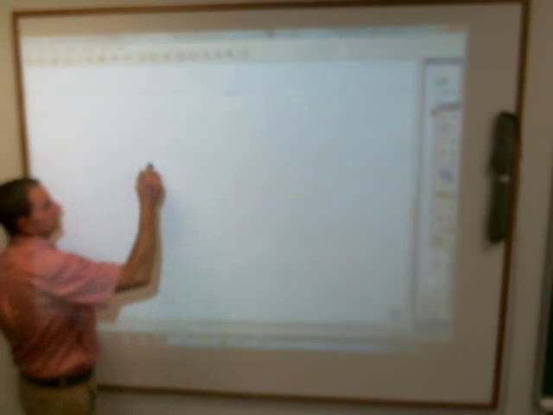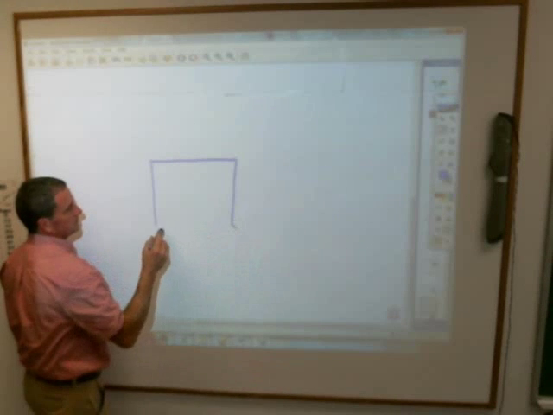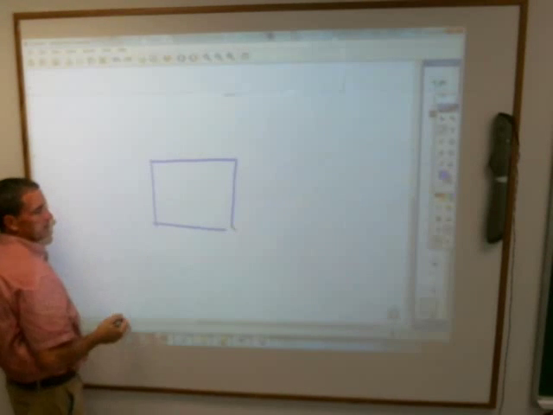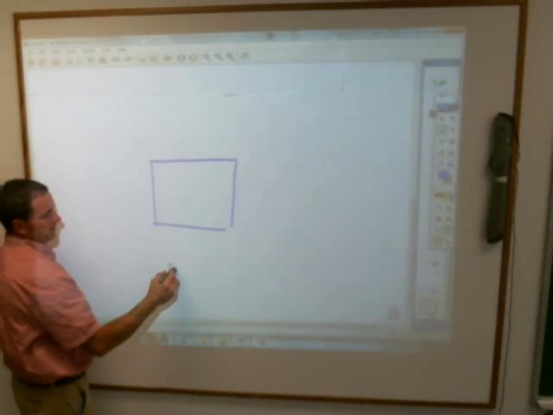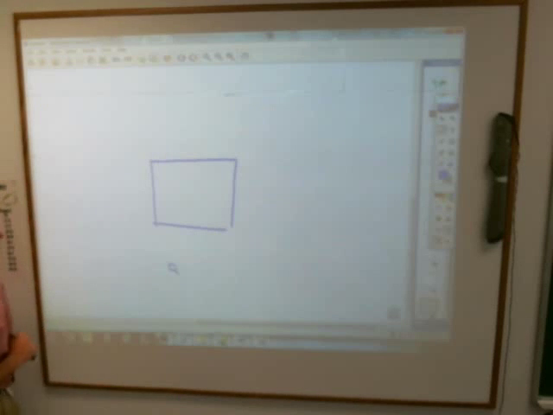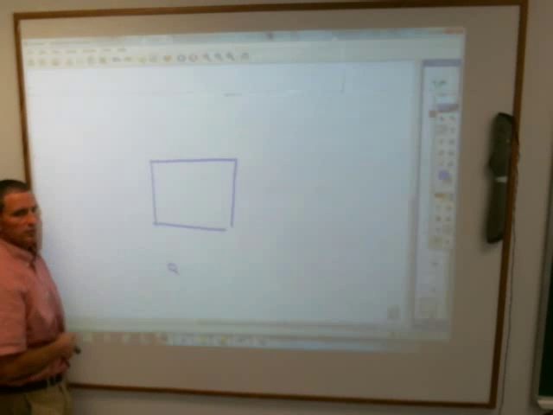Here's my square foot. That's about a square foot. A square inch is about like this. How many square inches are in a square foot? Emily? More than that, a little bit more than that. Elijah?